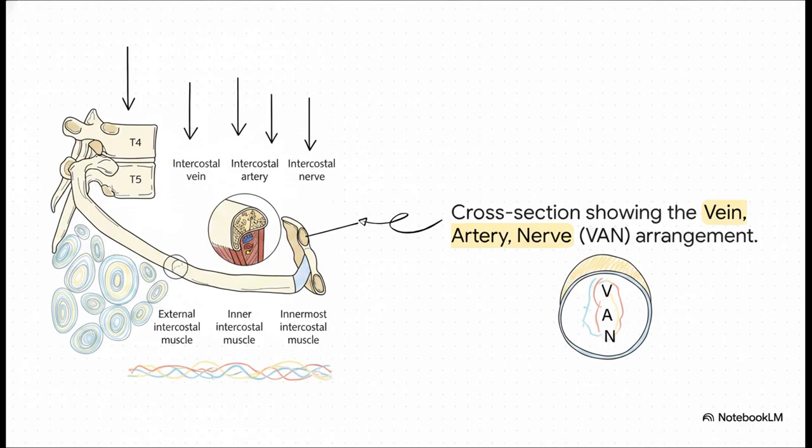V-A-N. Van. Because of this beautifully consistent engineering, if a medical professional ever needs to insert a needle into the chest wall, they will always aim just above the lower rib, using that upper border for clearance. That completely avoids hitting the delicate van bundle hanging right under the rib above it.